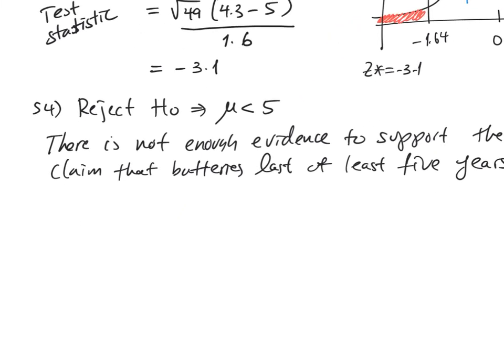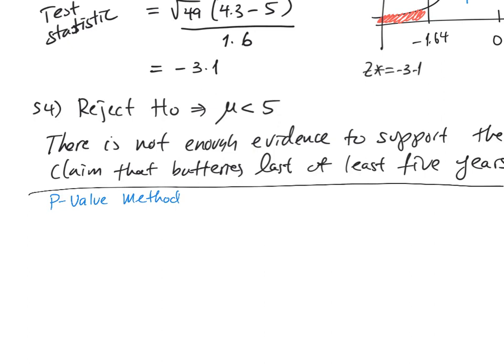So now let's do the p-value method. All right, so for the p-value method, which by the way means probability method, step 1 and step 2 are the same. So you don't even have to write step 1 and step 2 again. So for this, you can go straight to step 3. In step 3, the p-value is going to be the probability that Z is less than C star. And again, this is one of the questions that you are supposed to know from chapter 6. So this is the probability that Z is less than negative 3.1.